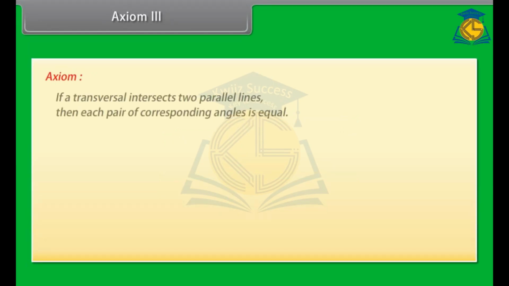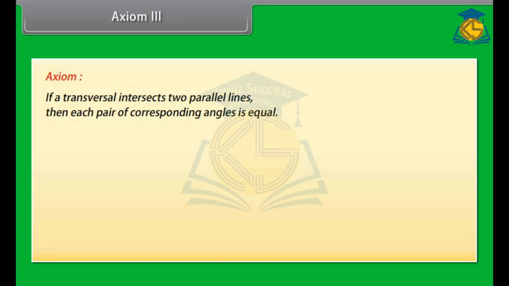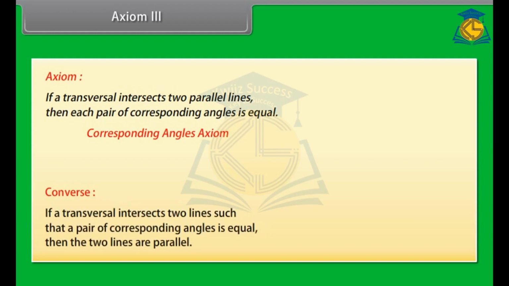Axiom. If a transversal intersects two parallel lines, then each pair of corresponding angles is equal. This axiom is also referred to as the corresponding angles axiom. Now let us discuss the converse of the axiom. If a transversal intersects two lines such that a pair of corresponding angles is equal, then the two lines are parallel. Does this statement hold true? Let us verify it. Draw a line AD and mark points B and C on it. At B and C, construct angle ABQ and angle BCS equal to each other.